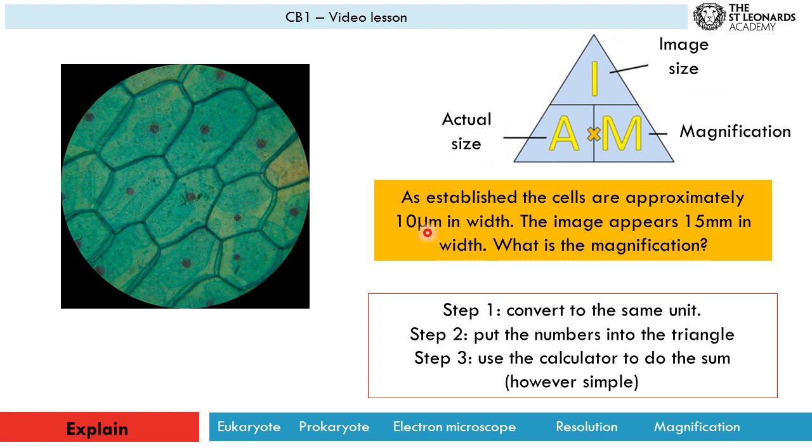Notice different units. It's really important that you don't try and do this calculation using different units. So step 1, convert them into the same unit. I'll go micrometers, so change the millimeters into micrometers. And remember, to do that, we're essentially timesing by 1,000 because there's 1,000 micrometers in 1 millimeter.